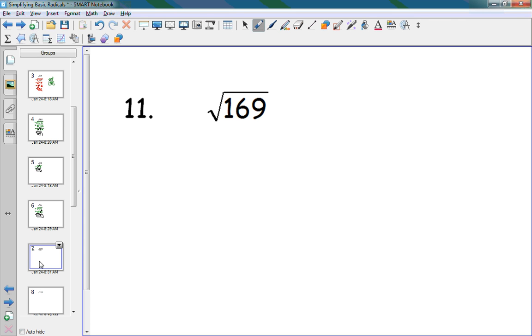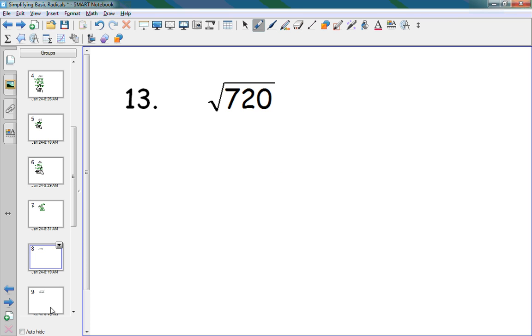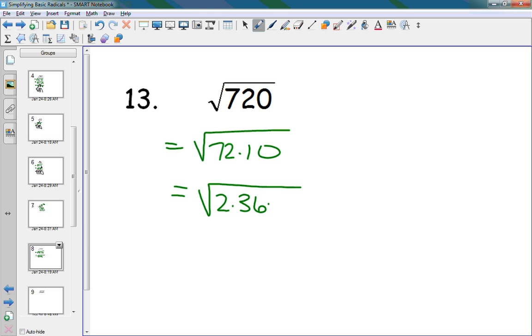Square root of 169. It's 13. Next, 720. 72 times 10. And then can I break down 72? Yeah. 2 and 36? Absolutely. 36 is what type of number? The kind we want, a perfect square, right?